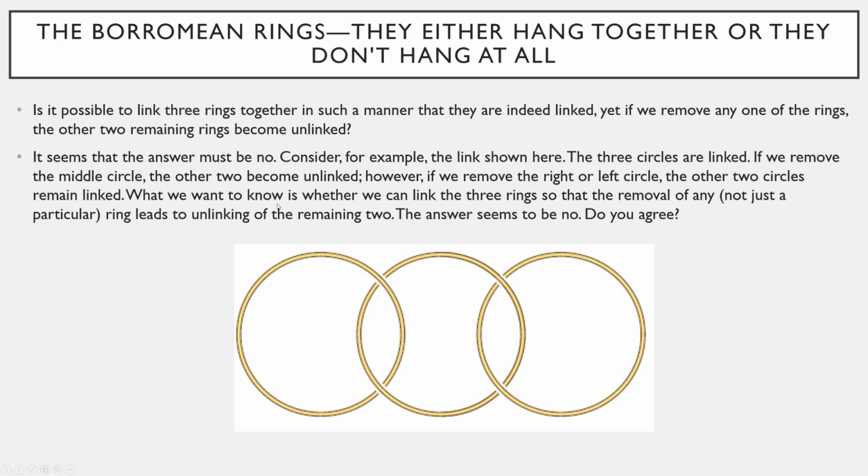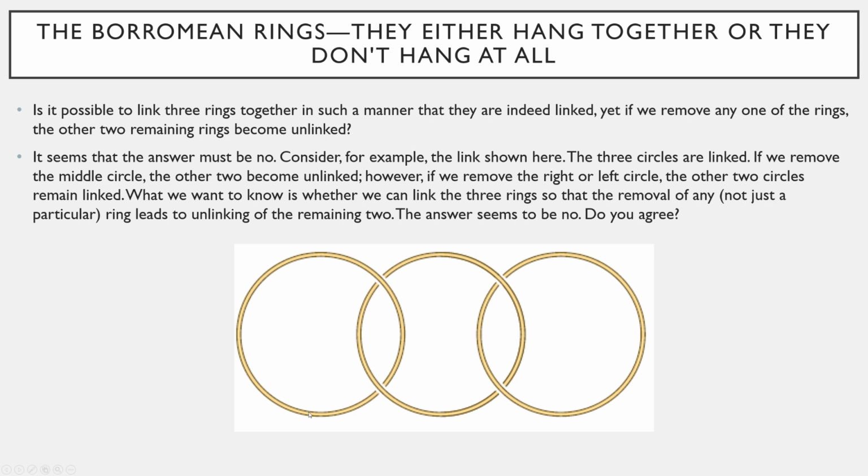what our section ends on is what's called the Borromean rings. These are rings that either hang together or they don't hang at all. What this section builds toward is the question: is it possible to link three rings together in such a manner that they are indeed linked, yet if we remove any one of the rings, the other two remaining rings become unlinked? It seems that the answer must be no. For example, if you remove this middle link, yes, they're unlinked, because these two would be separated.